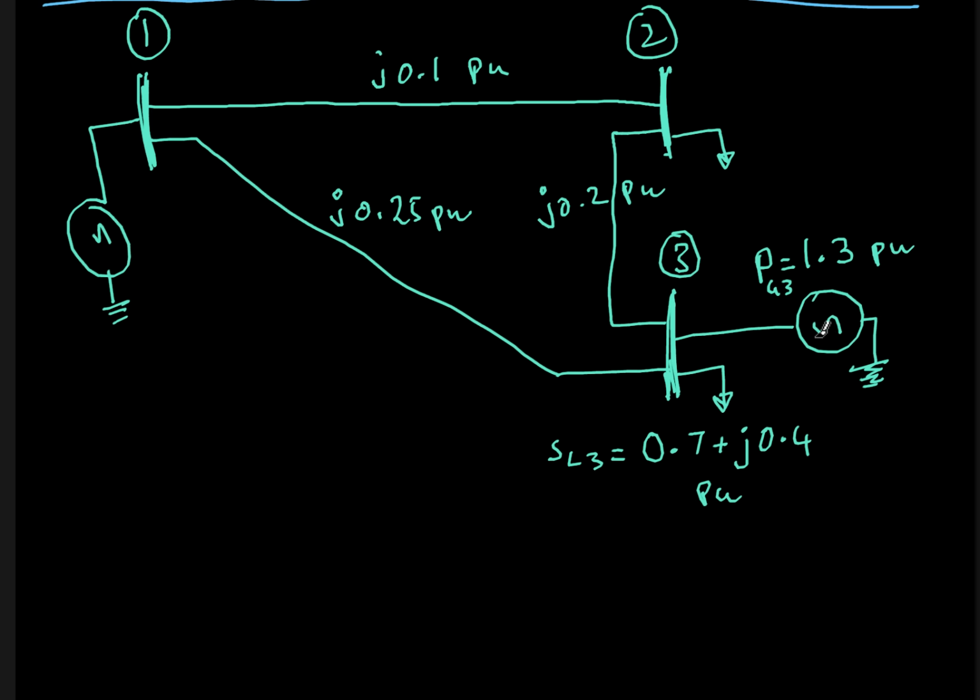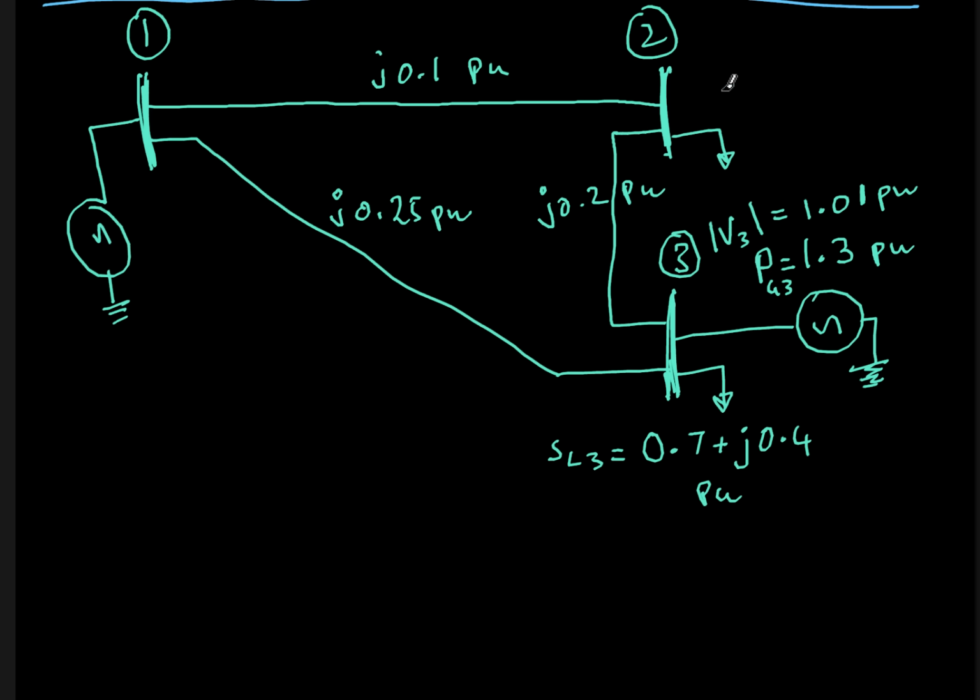Right now, I don't know how much it is. But I know the magnitude of V3. I may not know the angle of V3. The magnitude of V3, let's say it is 1.01 per unit. So 1% slightly higher voltage than the rated voltage I'm generating. Of course there is nothing special about 1.01. It could as well be 1.02 or 1.04 or even sometimes 0.98 or whatever. So this is the data at bus 3.